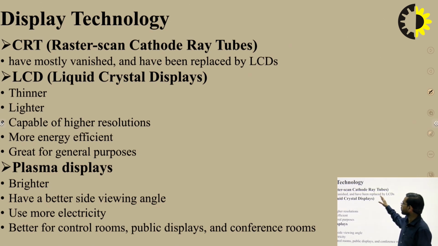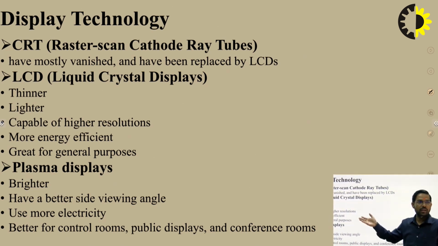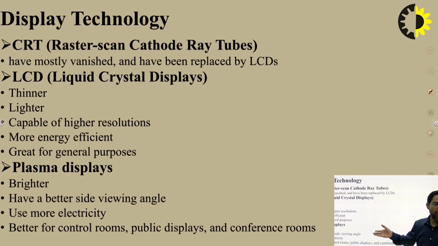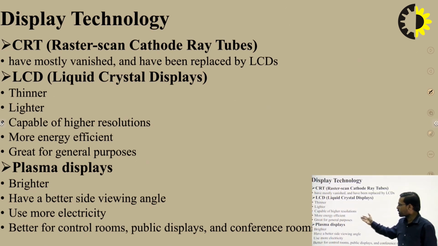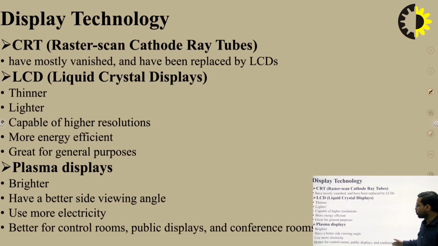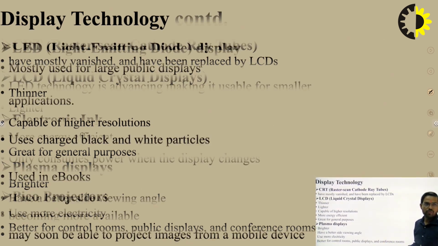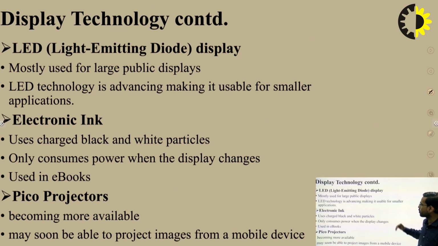CRT, raster scan cathode ray tubes, mostly replaced by the LCD. LCD is known as liquid crystal display. It is thinner, lighter, more energy efficient, and recyclable. Next is plasma display, which is brighter with better sight but uses more electricity. It is better for control rooms, public displays, and conference rooms. LED, in today's scenario we are using LED. Light emitting diode is mostly used for large public displays, and is advancing, making it useful for smaller applications.